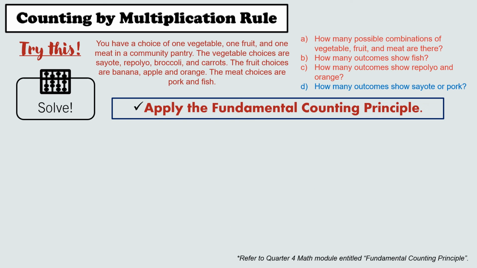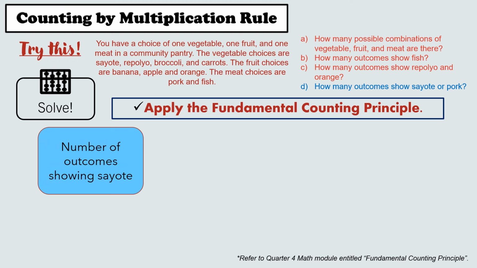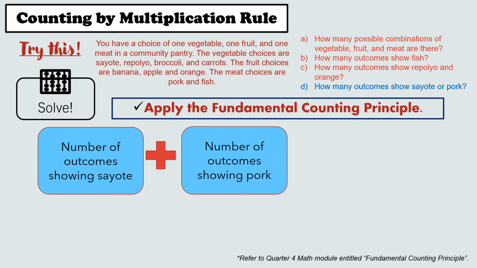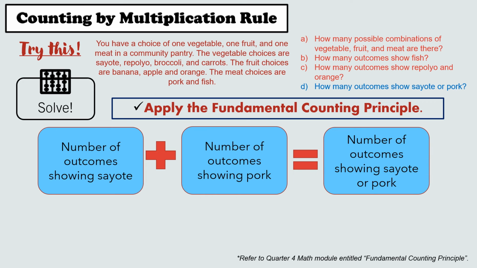Now we take the outcomes that show sayote, add that to the number of outcomes that show pork, to get the number of outcomes that show sayote or pork. This means we add 6 and 9 together to get a total of 15.